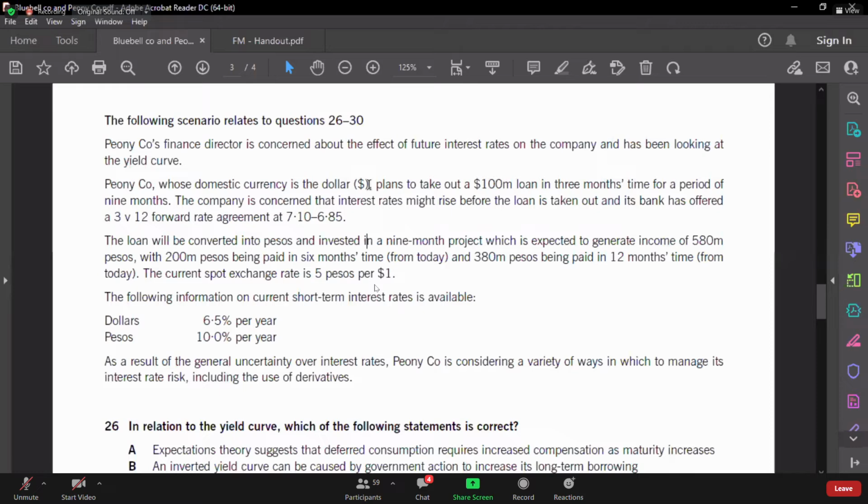Correct? So what happens in such cases? Now, Peony Company is someone who wants to take the loan. So what will Peony Company be afraid of? Interest rates going up or interest rates going down? The one who's going to take the loan, what will be the worry? The interest rates going up or down?